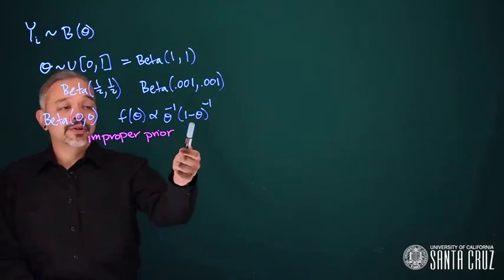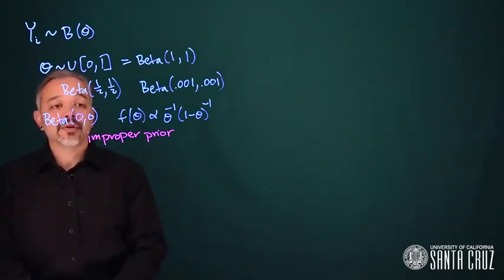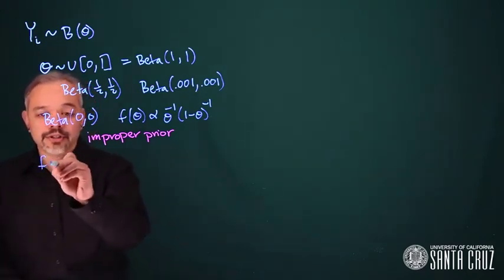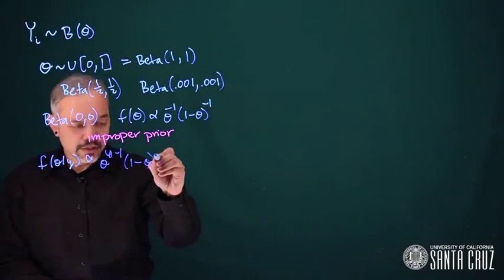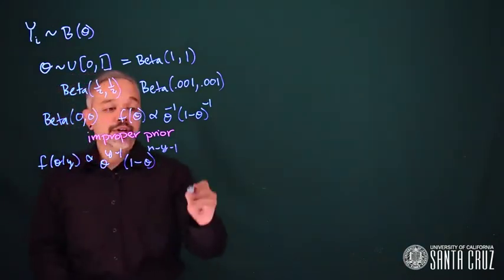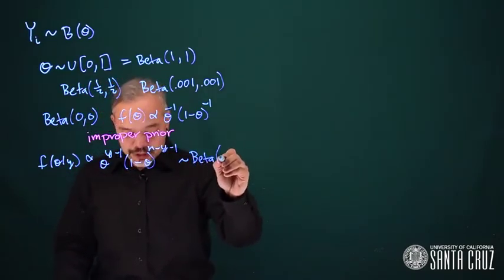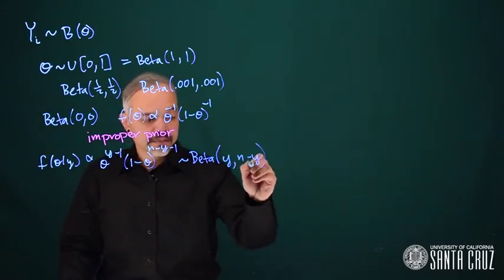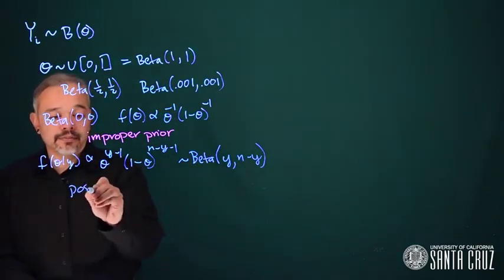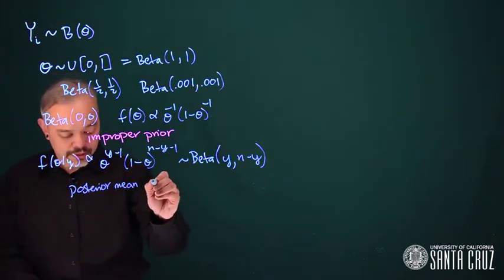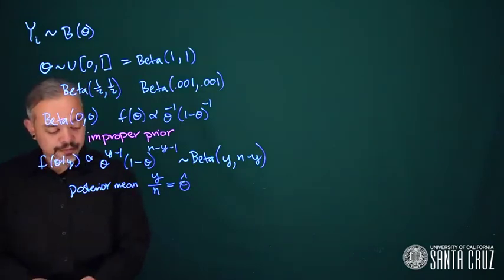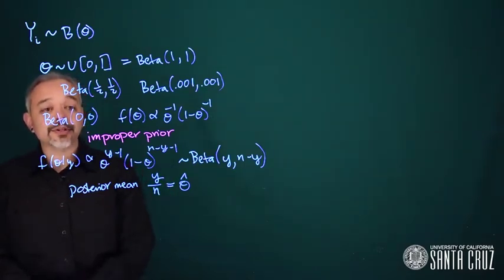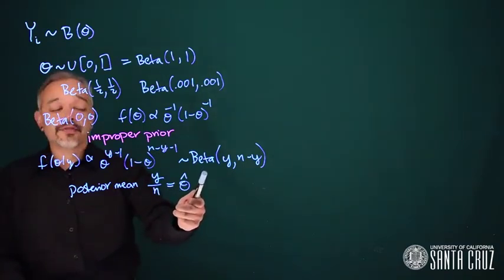If we collect data and use this prior, as long as we observe at least one head and at least one tail, or one success and one failure, then we can get a posterior, f of theta given y, which is proportional to theta to the y minus 1, 1 minus theta to the n minus y minus 1. This you'll recognize as a beta distribution with parameters y and n minus y. Its posterior mean will be y over n. This you should recognize as theta hat, the maximum likelihood estimate, the MLE. So by using this improper prior, we get a posterior which gives us point estimates exactly the same as the frequentist approach.